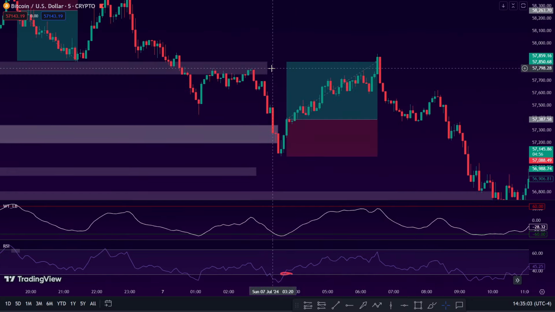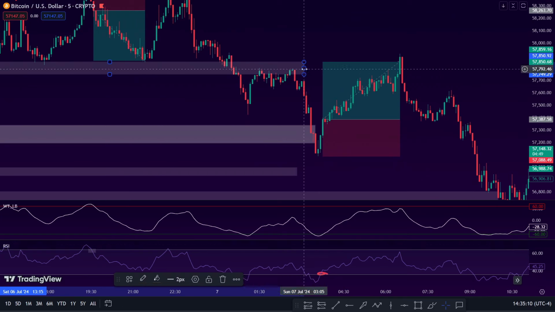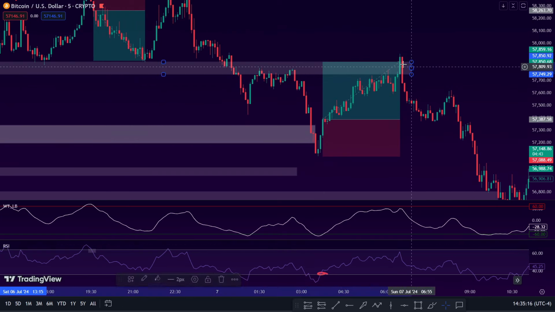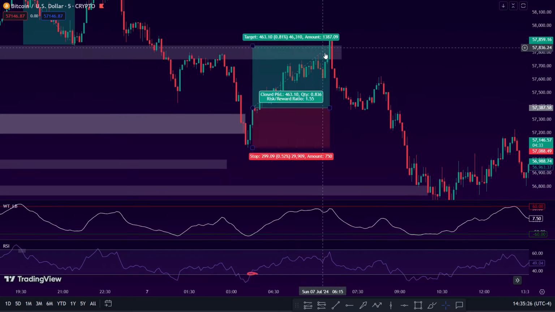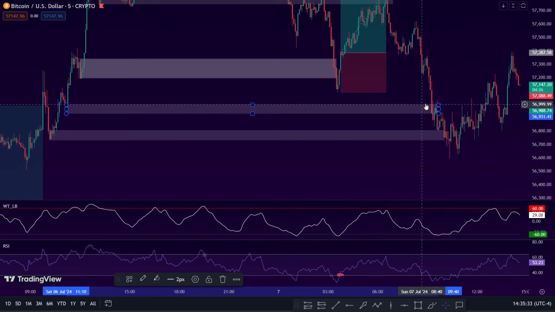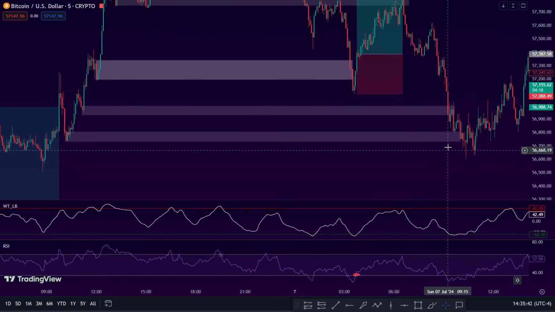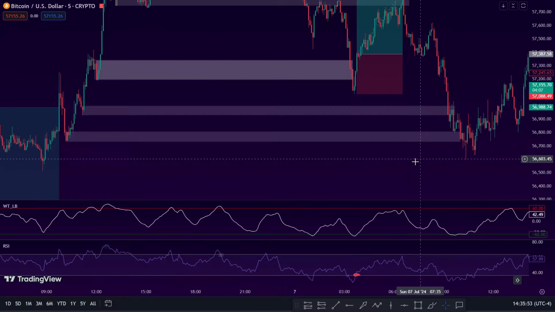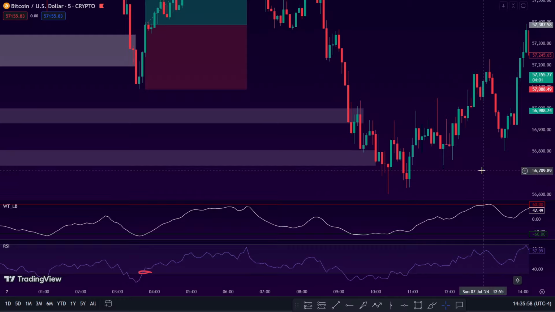As you see here, this resistance zone works well again. The price reacts to this zone again. Price pushed below from this zone. Price comes to the second support zone and doesn't give an opportunity on the second support zone, and the RSI doesn't give any signal here, and when it reaches the third support zone, it reacts here.